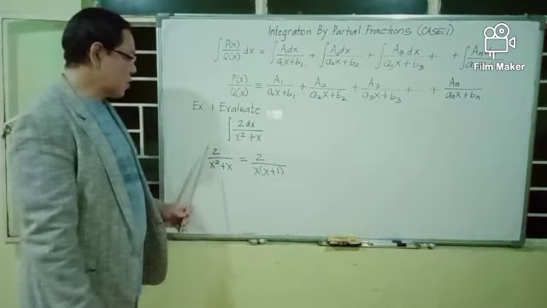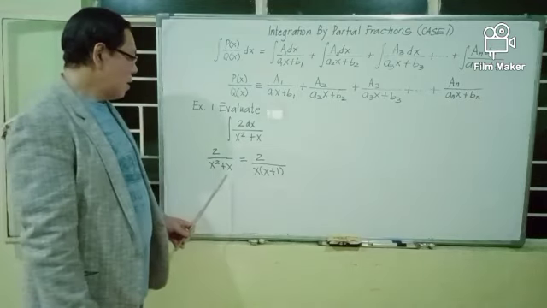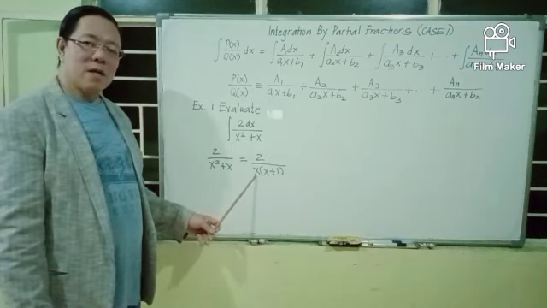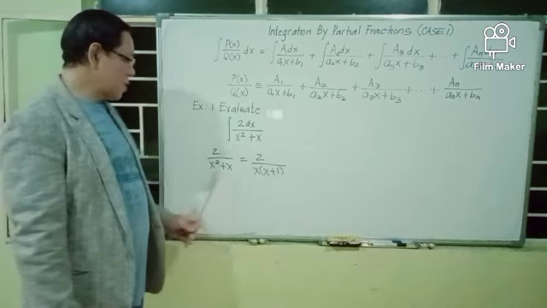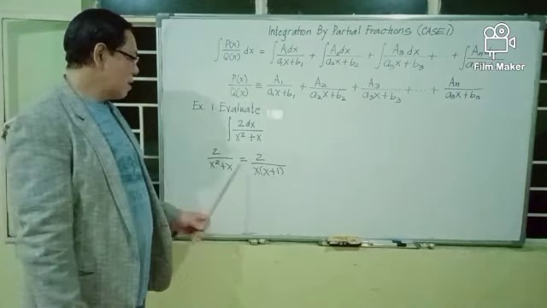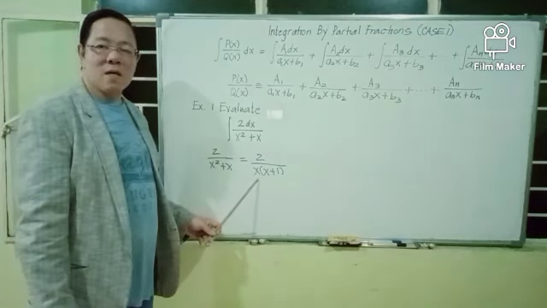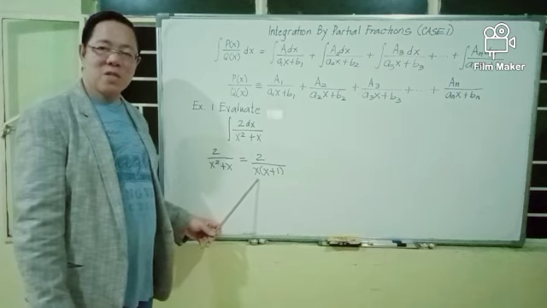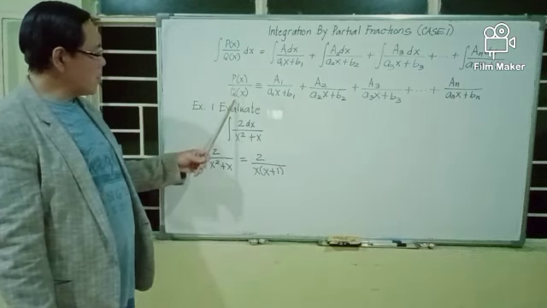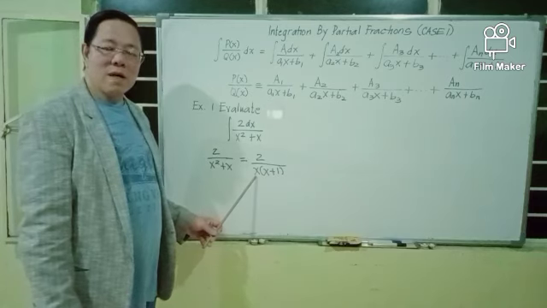The rational expression 2 over x squared plus x is equal to 2 over x times x plus 1, where we factor out x from x squared plus x. The common factor is x, and to get the other factor, we divide each term by the common factor. x squared divided by x is x, plus x divided by x is 1. Now, this is integration by partial fraction case 1 because the factors of q of x, the denominator x squared plus x, are unique and linear.